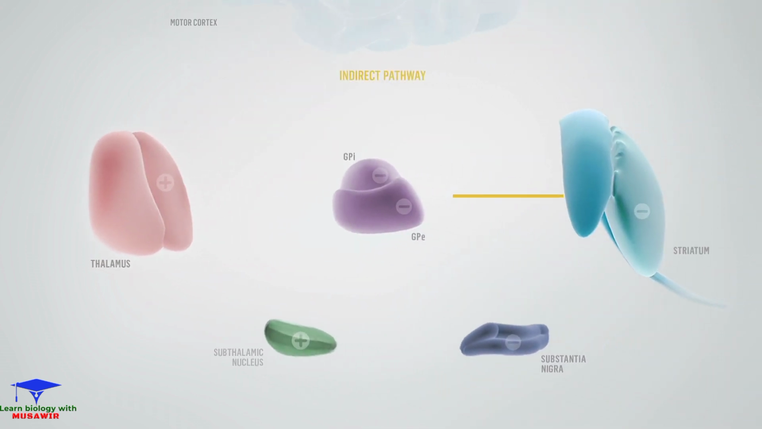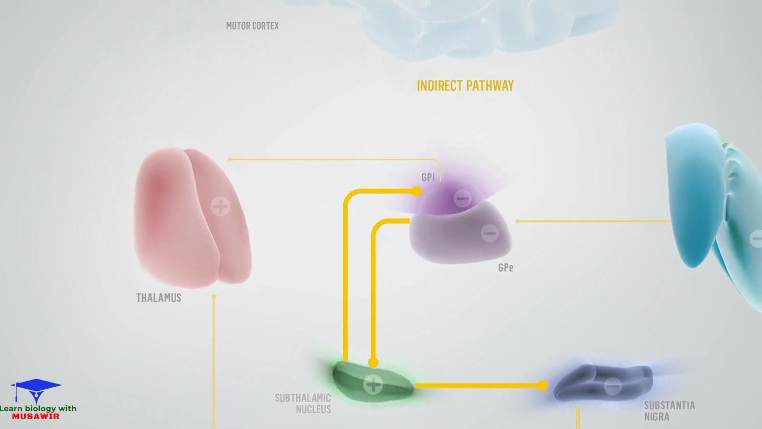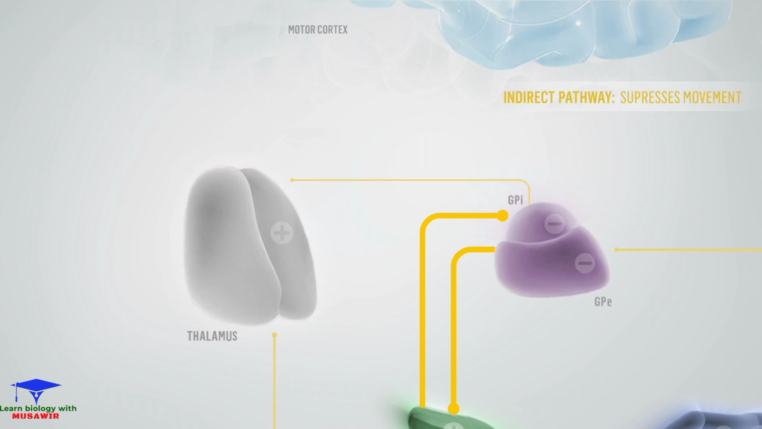The indirect pathway projects from the striatum to the globus pallidus externus, which in turn projects to the subthalamic nucleus. The subthalamic nucleus projects to the globus pallidus internus and substantia nigra pars reticulata. Activity in the indirect pathway inhibits the globus pallidus externus, resulting in the disinhibition of the subthalamic nucleus and the consequent excitation of the globus pallidus internus and substantia nigra pars reticulata. Excitation of the globus pallidus internus and substantia nigra pars reticulata inhibits thalamic activation of the motor cortex, thereby suppressing movement.